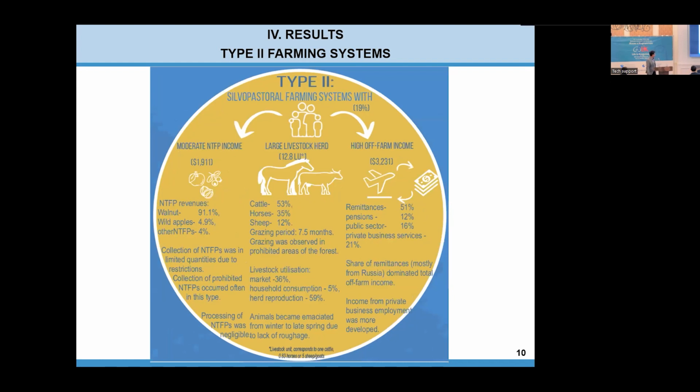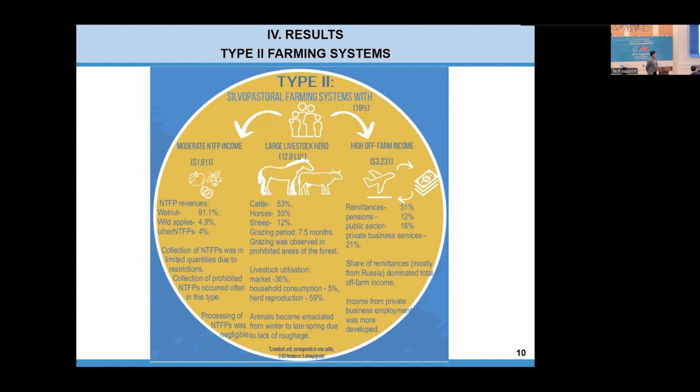Type one, we classified these farms as silvopastoral farming systems with moderate NTFP income, large livestock herd, and high off-farm income. These farms are mostly from Padishat, Oy, and Karasu villages. This farm type is from Arkit and Karalma villages. The farmers from Karalma village in this type had no leased forest. That's why they were classified together with farm households from Arkit village.